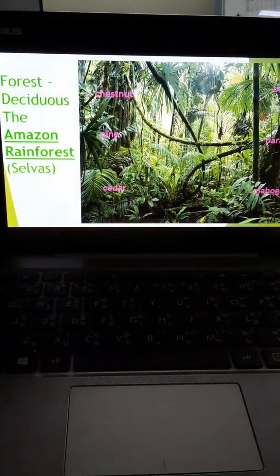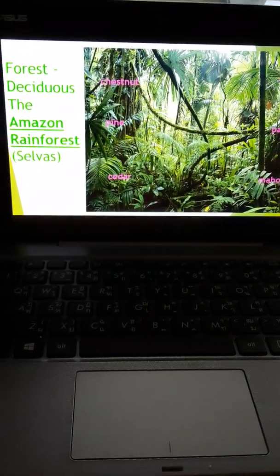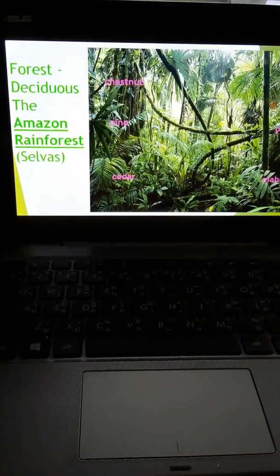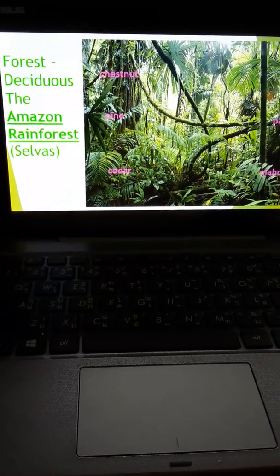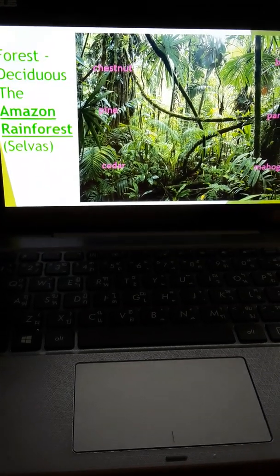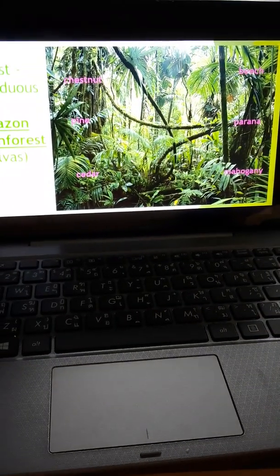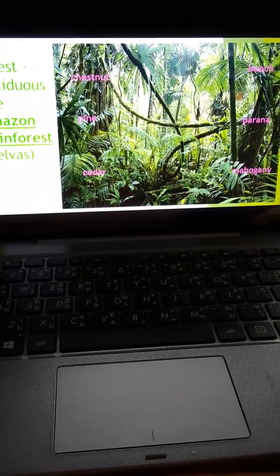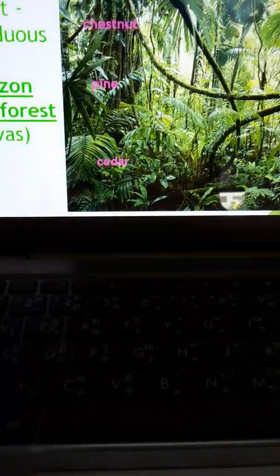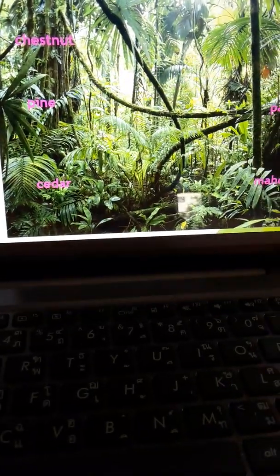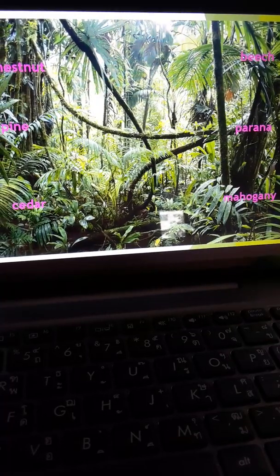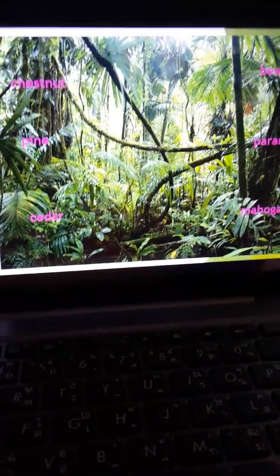The forests in South America are deciduous because it's in the tropical area. The Amazon rainforest in Brazil is called selvas. The trees that could be found there are chestnut, pine also. They have cedar, beech, parana, and mahogany.